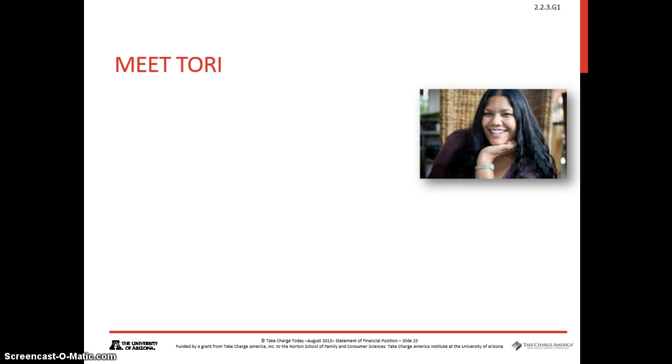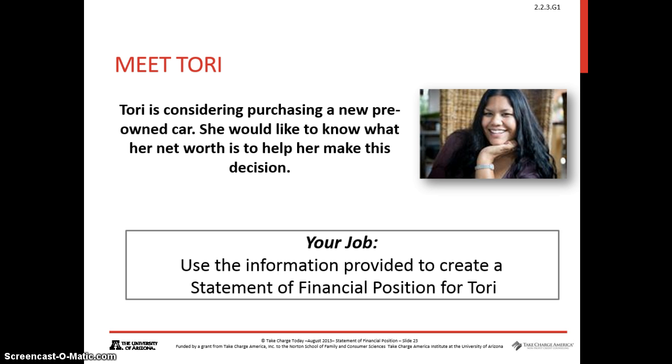What you're going to do next is meet Tori, and you're going to complete her statement of financial position. Your job is to see the information collected. If you find Tori's statement of financial position now, you will see all the information that you need for step 1. You're going to complete step 1, which is all of the information that they give you in the grid. And it says Tori is considering purchasing a new pre-owned car, but in order to help her make that decision, she has to fill in the current side.